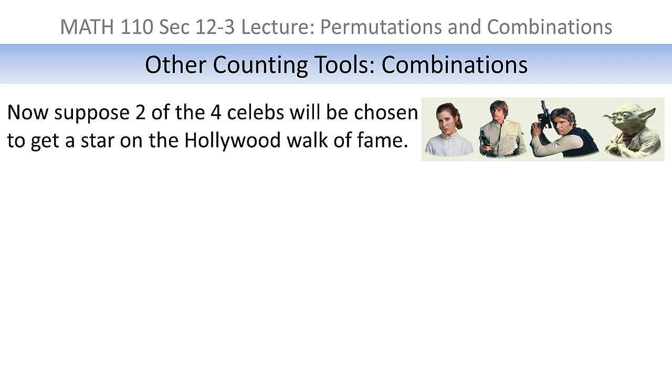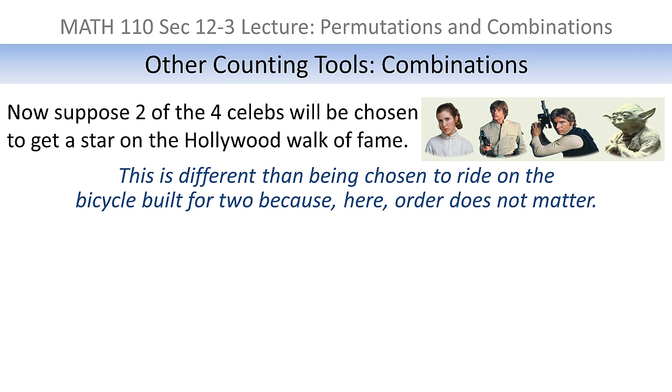Let's change the problem slightly yet again. This time, instead of taking the 4 slabs and lining them up for any type of photo, whether on or off the bicycle built for 2, let's suppose now we're just going to pick 2 of them to get their star on the Hollywood Walk of Fame. Well, this time, that's totally different because it doesn't matter what order you choose them. It just means they both get a star on the Hollywood Walk of Fame. So in this problem, you're still choosing 2 from 4, but the difference is order no longer matters. You don't care what order you choose them in.